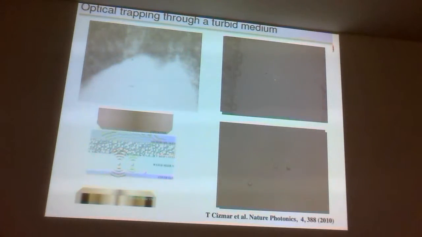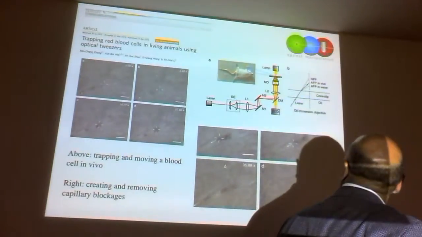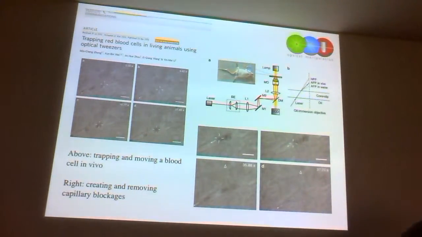Okay, so that's trapping through there, but I want to move on to imaging for the last hour or so of my talk. Why would you want to do this? I'll just put this slide up. It's not our work. This group from China did some in vivo optical trapping of blood cells. And the only reason I picked up this paper is that they cited our work, saying the next step was to do exactly what we did.